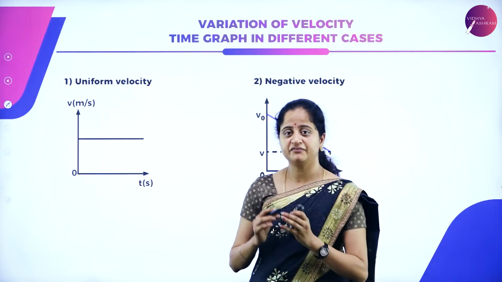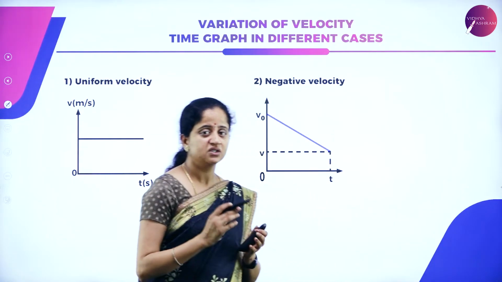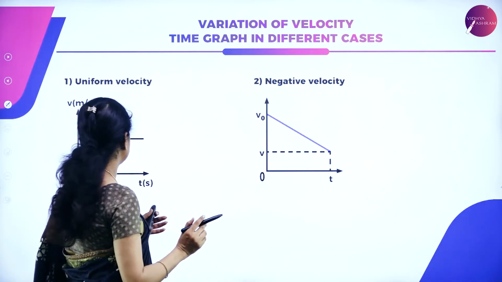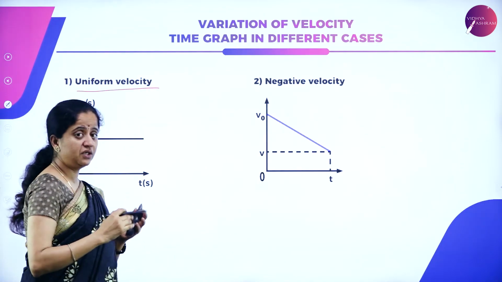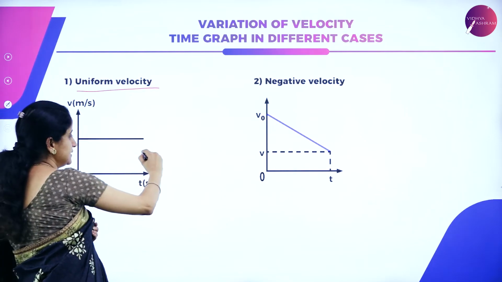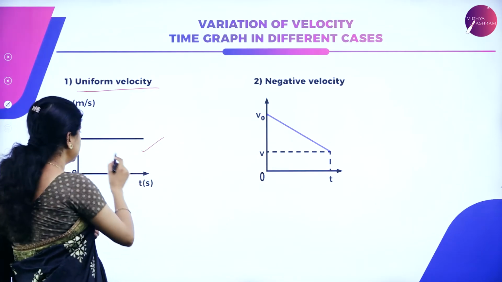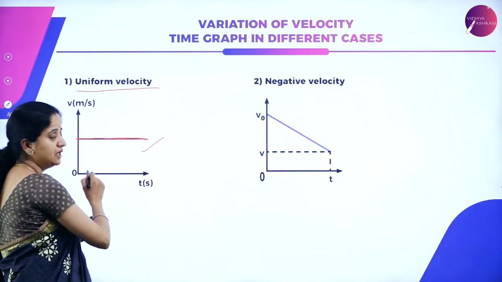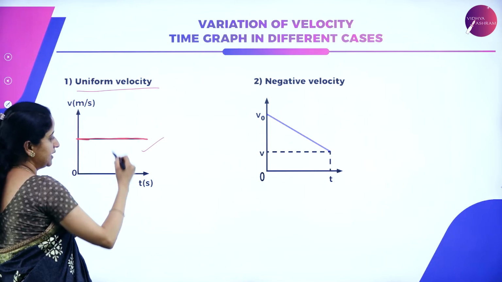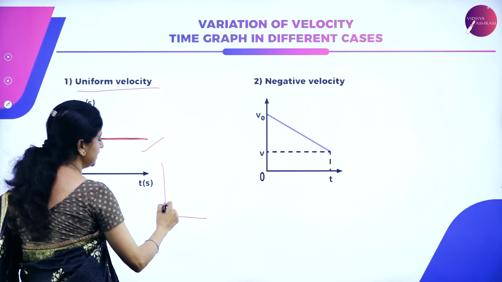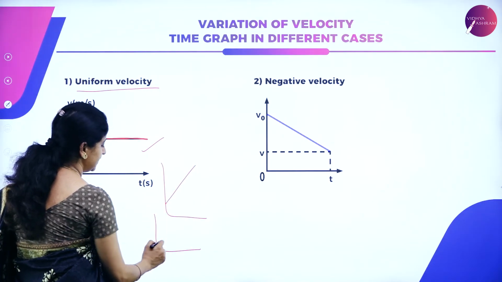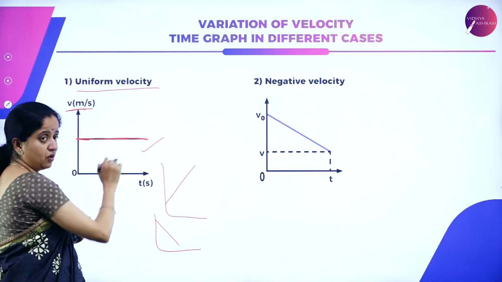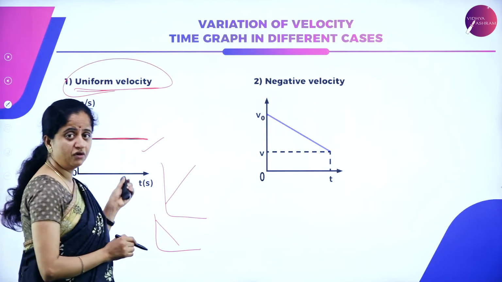Now let us see the various cases of this VT graph. What is this negative slope called? What is the positive slope called? So let us discuss one by one. If the body is having uniform velocity, then this is the representation. Here you can see the velocity of the body is not changing. It is constant throughout. With respect to time, the velocity is not varying. If it were varying, we would have to draw it like this, or like this. So in this we can observe the velocity remains the same throughout, and this is called uniform velocity.